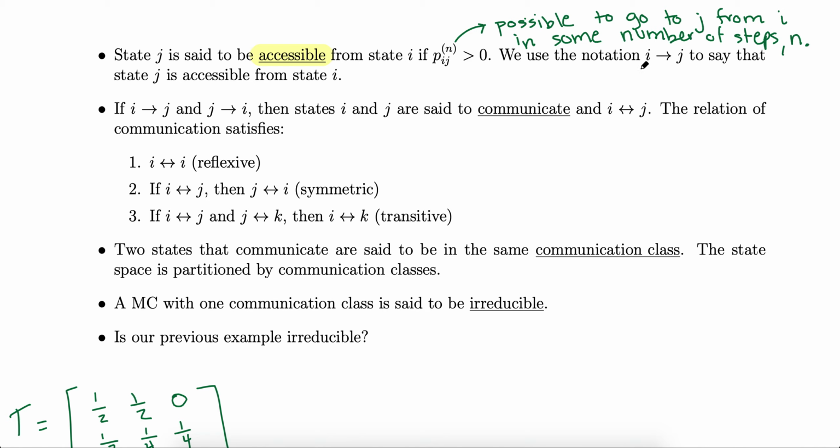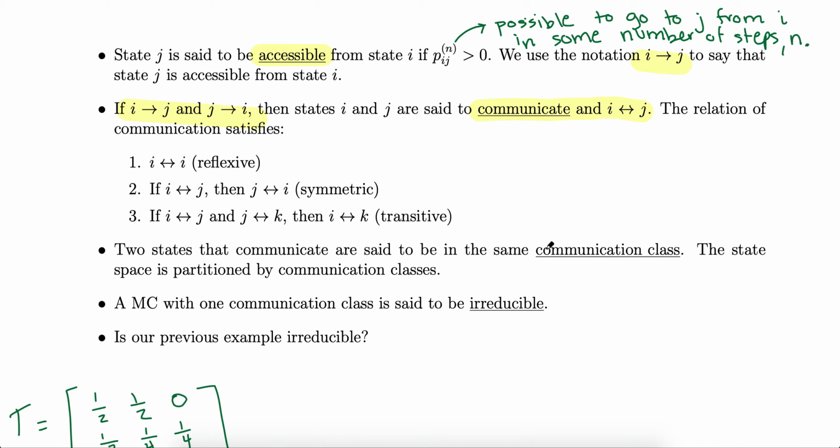So the notation we're going to use is this I arrow J to say we can go from state I to state J in some number of steps. That's possible. Again, the vocab word there is accessible. I can get from state I to state J. Now, if that goes both ways, if we can go from I to J and back from J to I, then they're said to communicate. We can go back and forth between the two. I and J communicate, and they have our usual properties of the relation being reflexive, symmetric, and transitive.